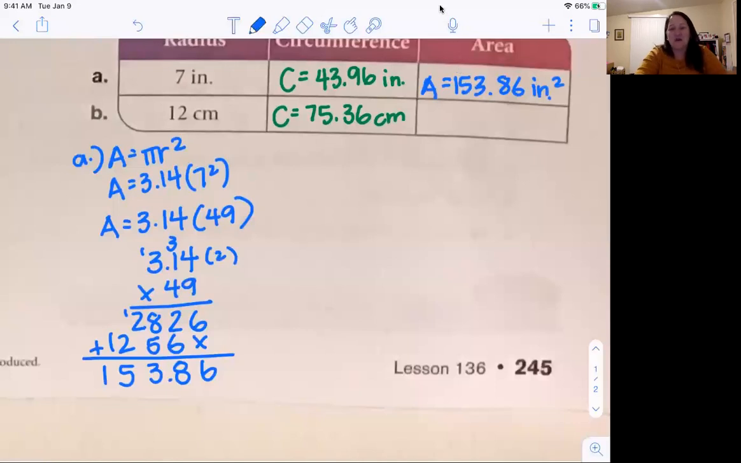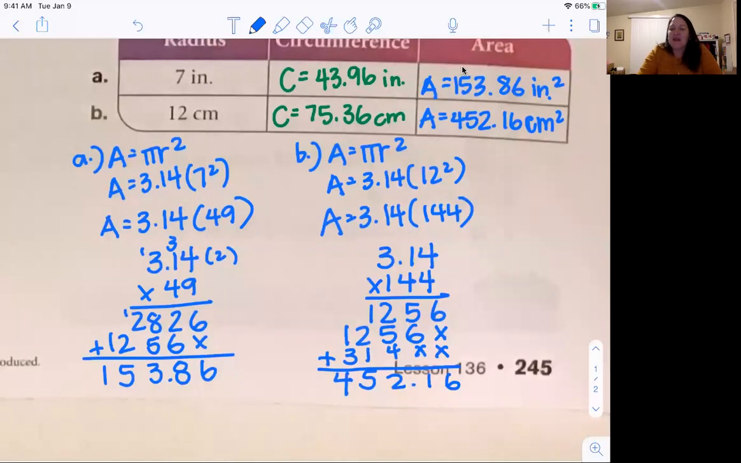Good. You know what I'm going to say. Pause it and try the second one. Okay, area equals 452.16 square centimeters. Go ahead and turn your paper over for me.